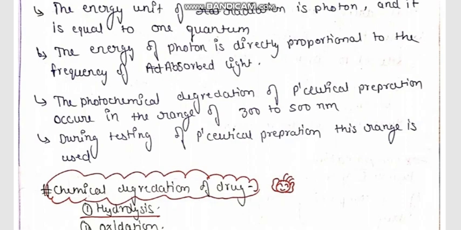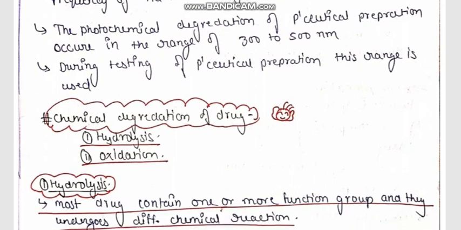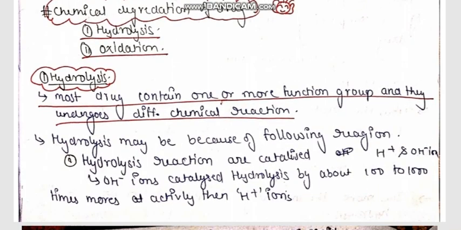There is not a single reason for drug degradation, that is photolytic degradation. There are some other reasons, for example, chemical degradation of the drug. Chemical degradation means the drug is degraded because of some chemical reaction, maybe hydrolysis or maybe oxidation. The drug which is degraded because of a hydrolysis reaction, what does it mean?